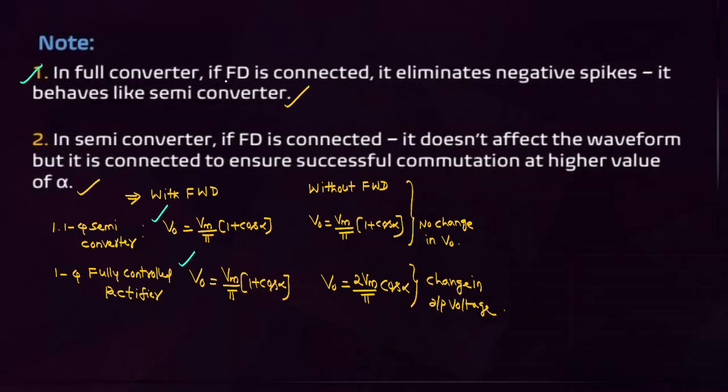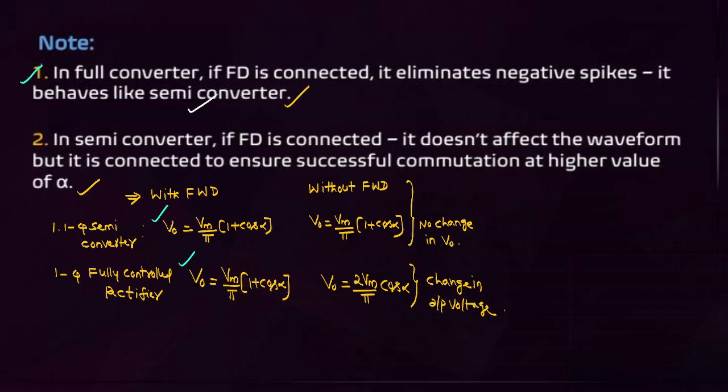In full converter, if freewheeling diode is connected, it eliminates the negative spikes. It behaves like a semi-converter. Then the output is similar to semi-converter. In semi-converter, if freewheeling diode is connected, it does not affect the waveform. We know that in semi-converter, we never get negative spikes, sir. If there are no negative spikes, then how can it eliminate the negative spikes? That's why in semi-converter, freewheeling diode will not affect the waveform.